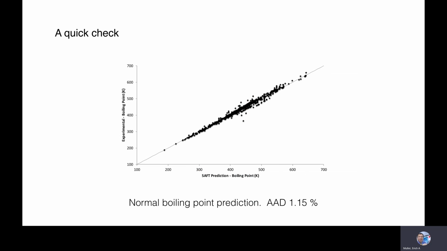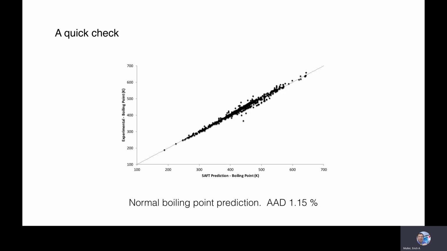This is a very dense plot of the normal boiling point as compared to the experimental one, with an extremely good quality of fit. There's over 5,000 points in this graph, although it's not apparent from the fact that all the numbers fall almost one on top of the other.